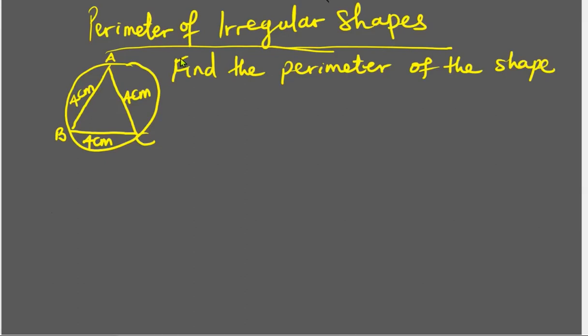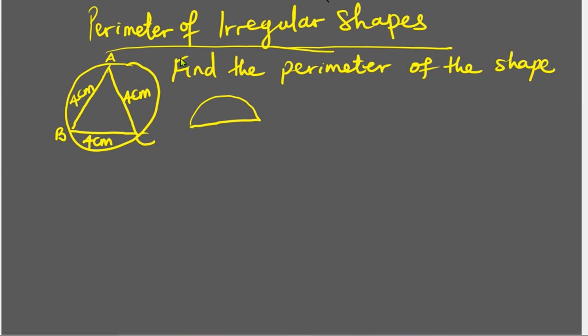Okay, so for this particular shape, called perimeter of irregular shape, this shape is called an irregular shape, which is a combination of different shapes. If you look at this shape very well, we have the semicircle, we have the triangle, and each side of the triangle makes a semicircle. You will see that each side that has 4 centimeters is giving you this particular shape, which is called a semicircle.